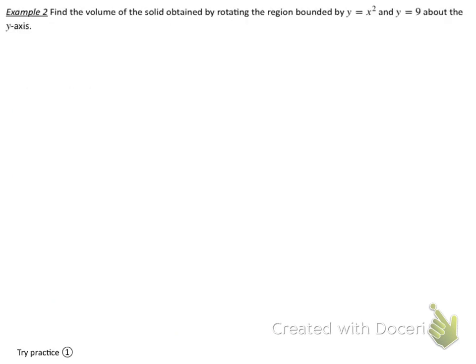Next example, we are going to find the volume of the solid obtained by rotating the region bounded by y equals x squared and y equals 9 about the y-axis. So you still need to graph y equals x squared and y equals 9 and have a sense of what the region looks like. But on top of that, you need to imagine how you are going to rotate it, in this case, about the y-axis.